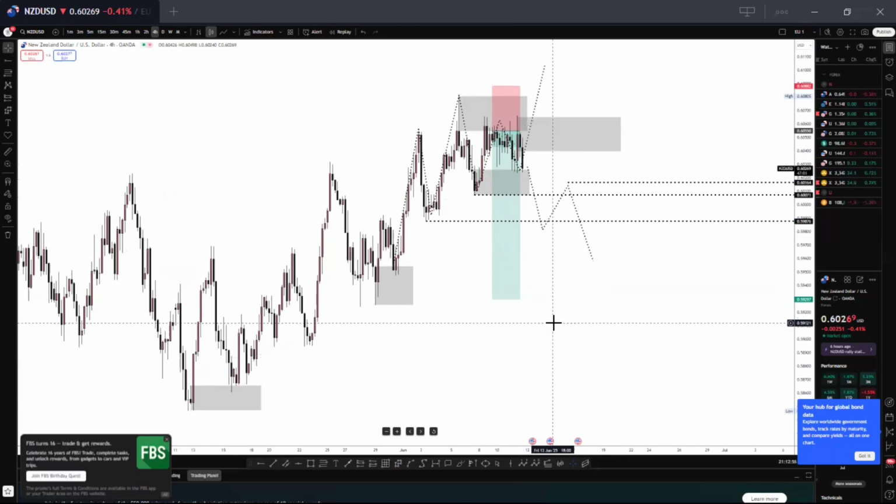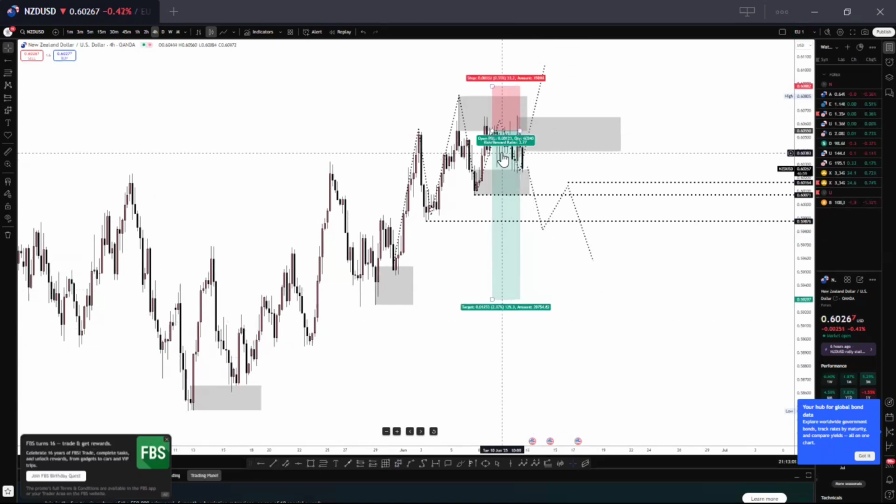Change of character on the lower time frame. Like for example, what I did here, I was not wrong. You understand? Because this was the only way to protect myself. And at the end of the day, this is not something that happens every day, this kind of retracement and all of that. It's something that happens once in a while. Do you understand?